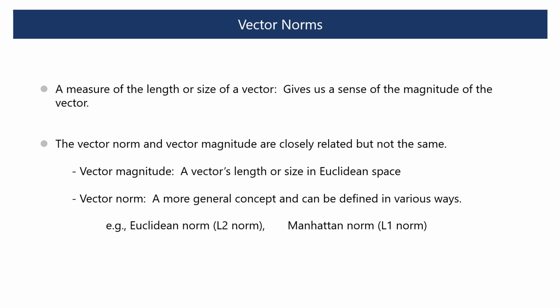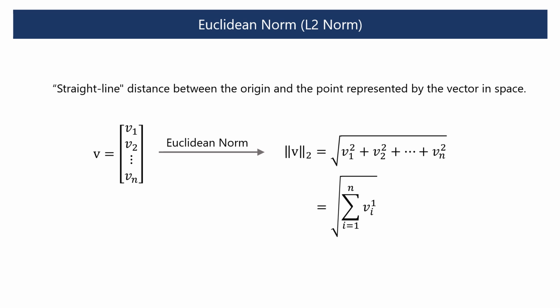There are several types of norms, but we will focus on the most common types, the Euclidean norm and the Manhattan norm. They are also called L2 norm and L1 norm, respectively. The Euclidean norm is the most commonly used norm, representing the straight line distance between the origin and the point represented by the vector in space. For this vector v, the Euclidean norm is denoted and calculated in this way. It is the 2 norm of v, also called the Euclidean norm of v.